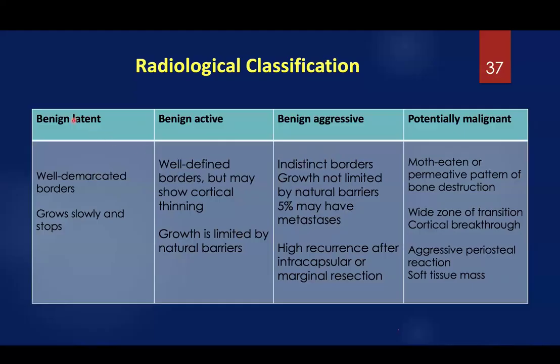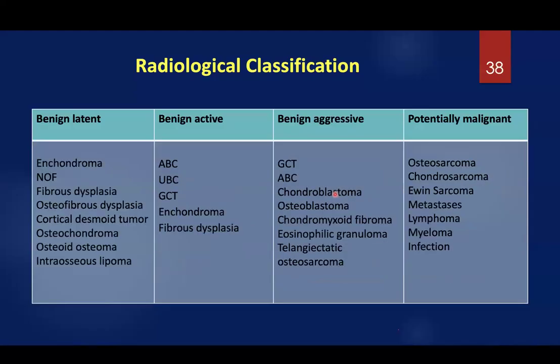So a biology which is latent explains a very well demarcated lesion, while a biology which is aggressive, and we'll talk about the aggressive disorders, destructs the cortex because it's aggressive. However, it's not yet malignant enough to penetrate the periosteum and give you the Codman triangle. The bone started to form under the surface of the periosteum and gives you what we call the neocortex. And this is the differential diagnosis.